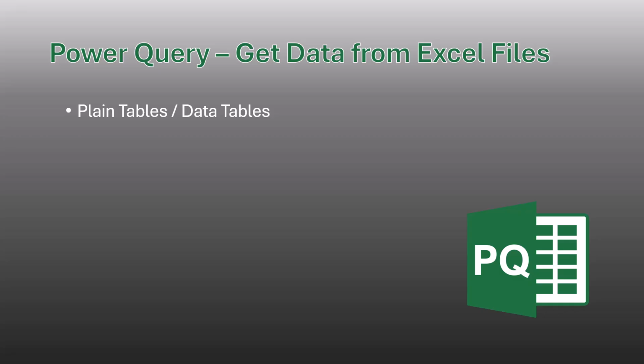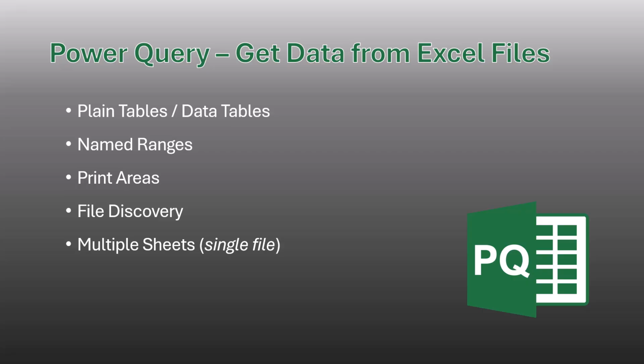First, we'll look at getting data from what I call a plain table, and then what is tied very closely to that, getting data from a proper data table. We'll also see how to pull data from named ranges and print areas. Once we understand data tables, named ranges, and print areas, then we'll see how to do file discovery. In other words, instead of starting from one of these objects, scan the file for any of these objects.